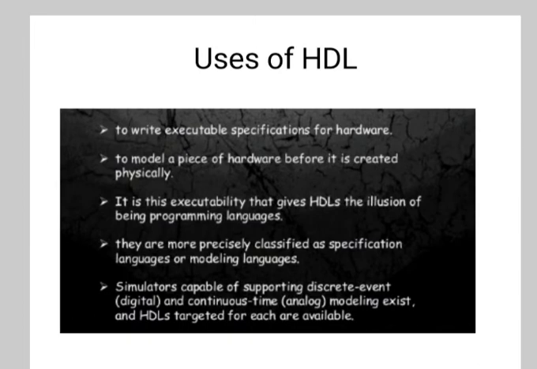So, what are the uses of HDL? HDL, that is hardware description language, is used to write executable specifications for hardware. Also, it is used to model a piece of hardware before it is created physically. It is this executability that gives HDLs the illusion of being programming languages. They are more precisely classified as specification languages or modeling languages. Simulators capable of supporting discrete event and continuous time modeling exist, and HDLs targeted for each are available.